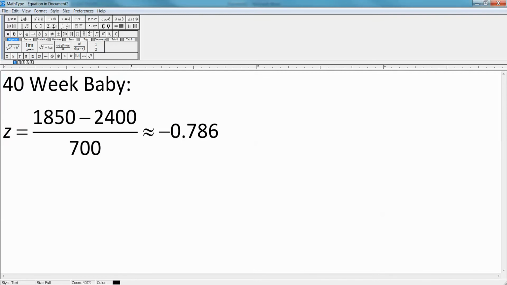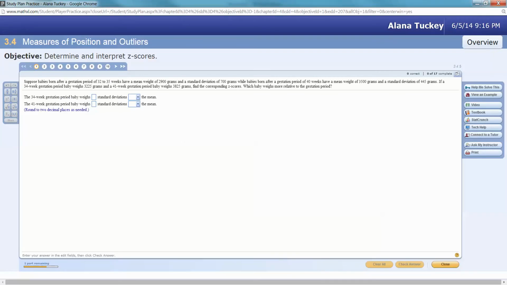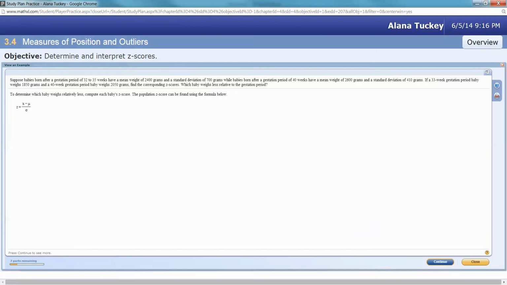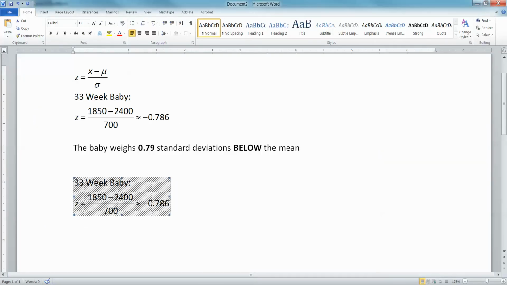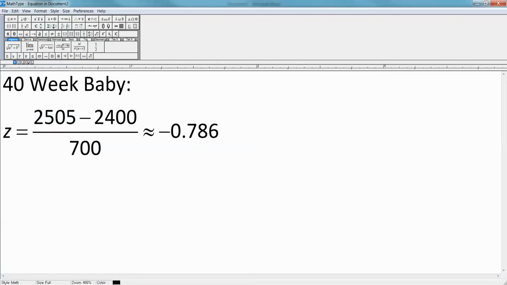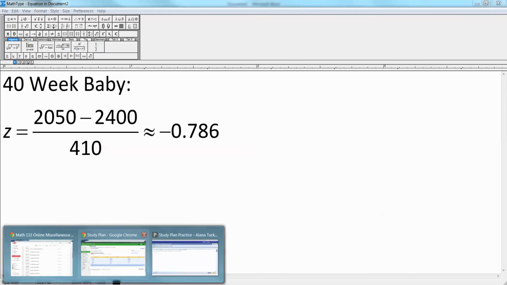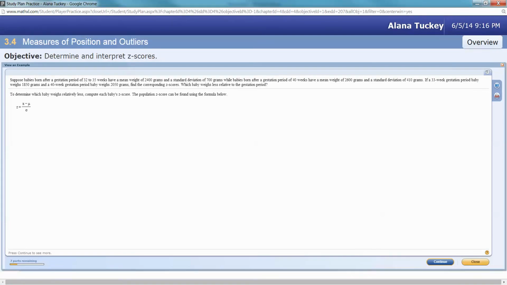Now, how big was that kid? I think it was 20 something. That baby weighed, oops, sorry, I need to view an example. Okay, that baby weighed 2050. But their standard deviation is something much smaller. I think it's like 410. And the average mean was 2,600.